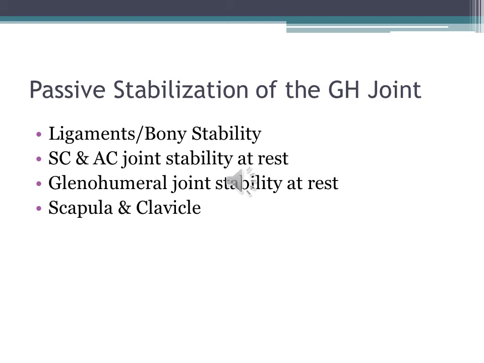And then when we just look at the scapula and clavicle itself, most of the stabilization comes from the scapula and clavicle resting on the thorax. So actually resting on the rib cage, if you will, is where those two bony structures basically provide their stabilization.